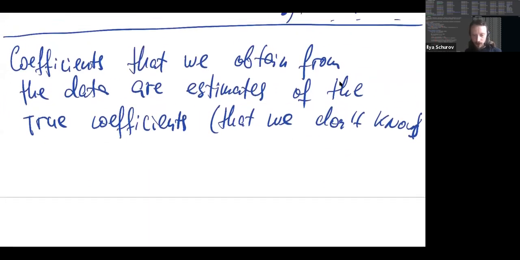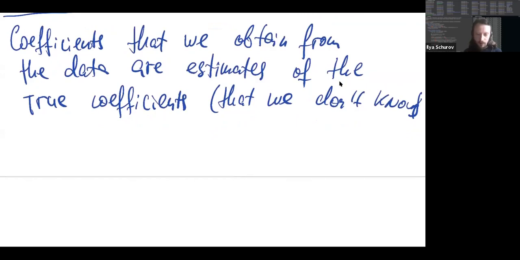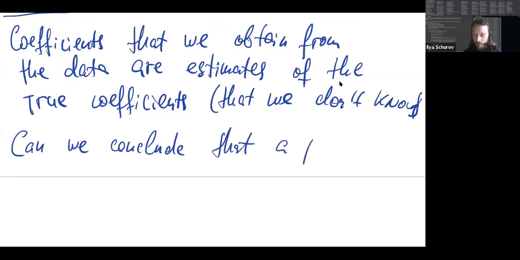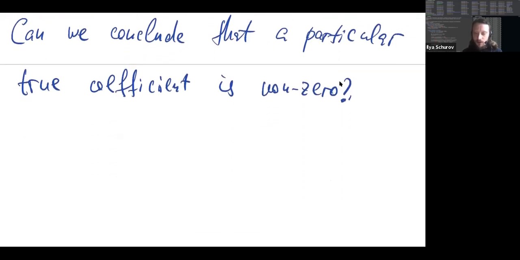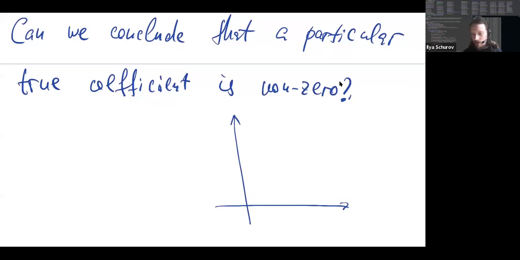The first thing that we are interested in is the following. Can we conclude that a particular true coefficient is non-zero? For example, let me assume that I have some data. Assume that I have this data.